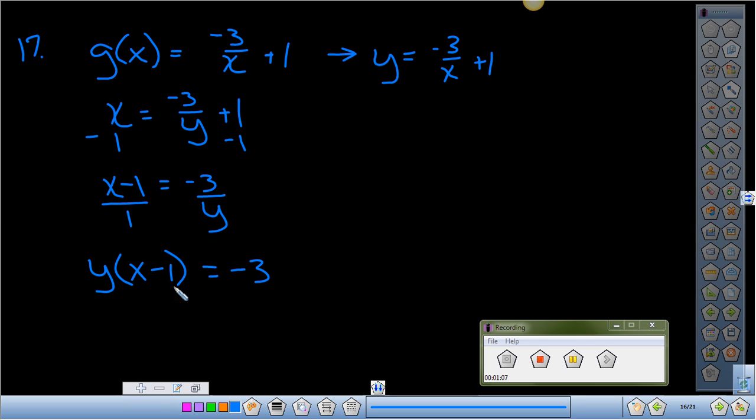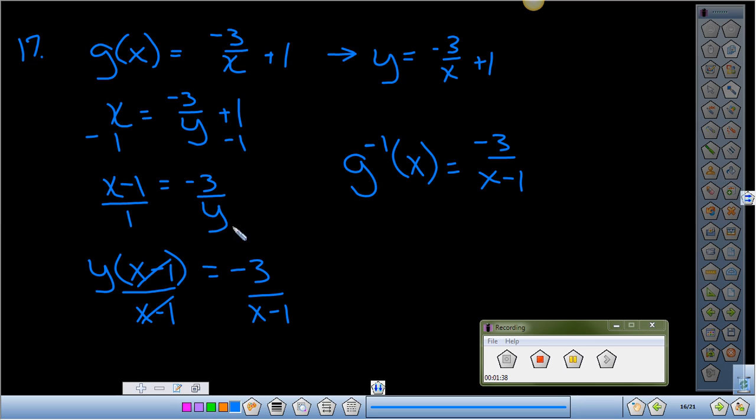And now what I can do is divide by x minus 1 on both sides, and I will have completed the task or the mission here, which was to solve for the new y. Now, to distinguish this as the inverse function, I'm going to use the g, bring it back to this notation here. g inverse is equal to negative 3 over x minus 1. And again, folks, on this part right here, cross multiplying: when you have a proportion, cross products are equal. So that's why I could form this right here.